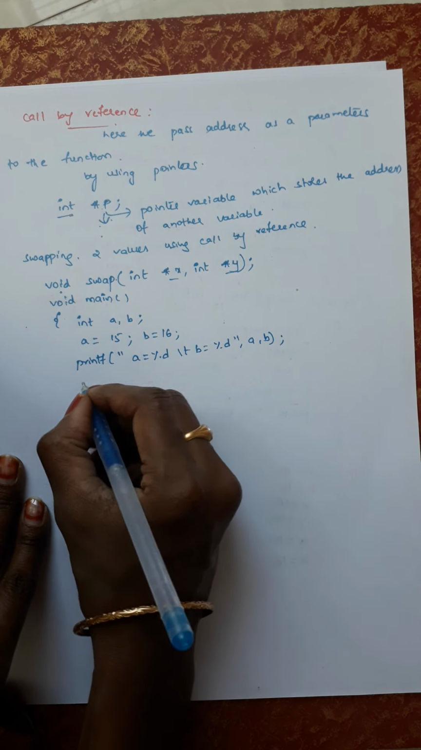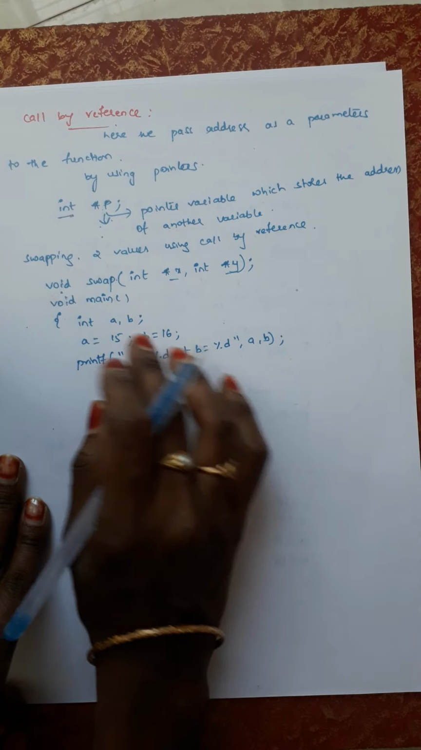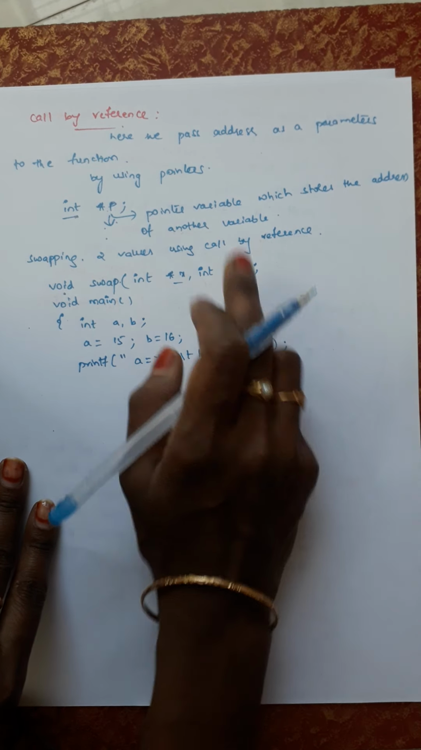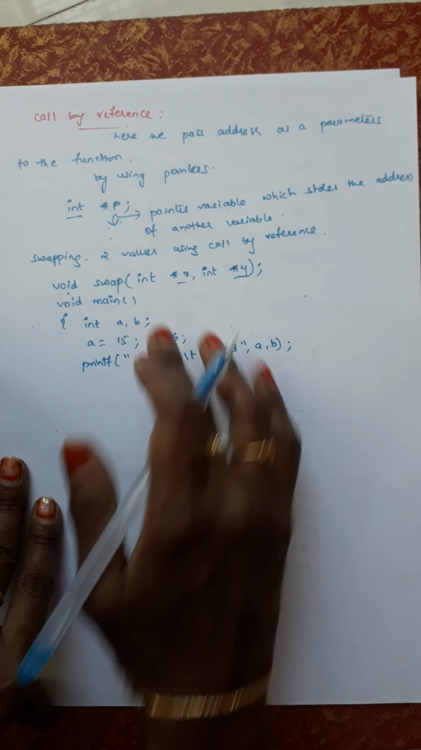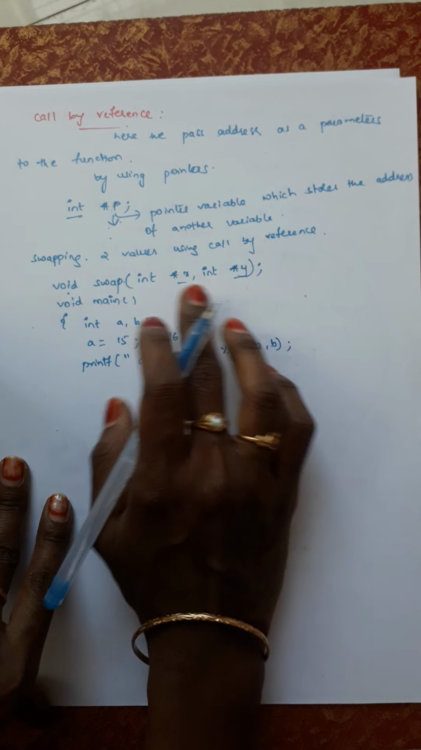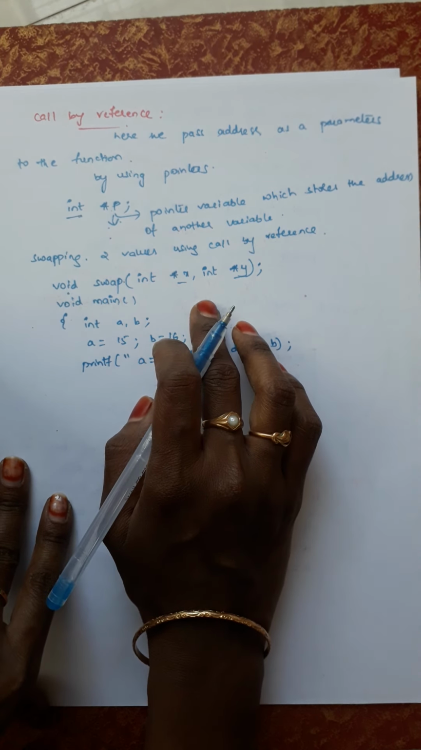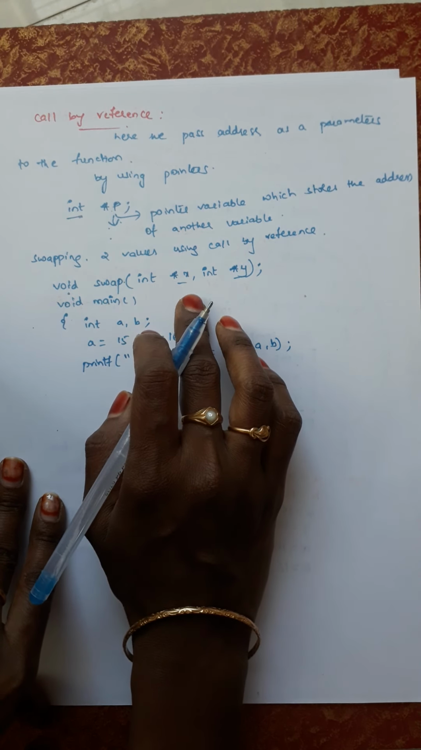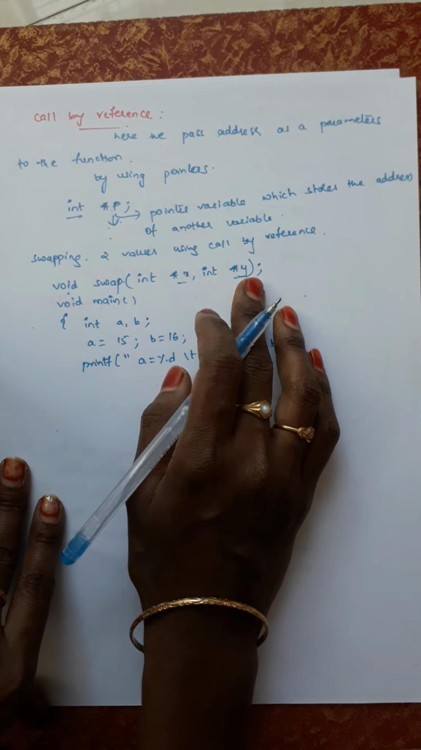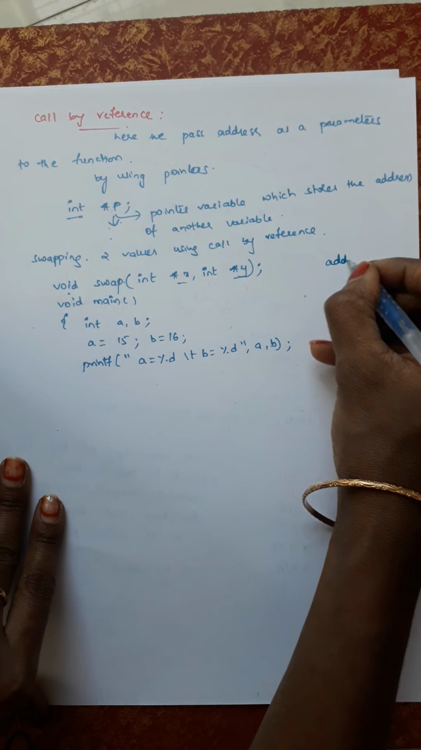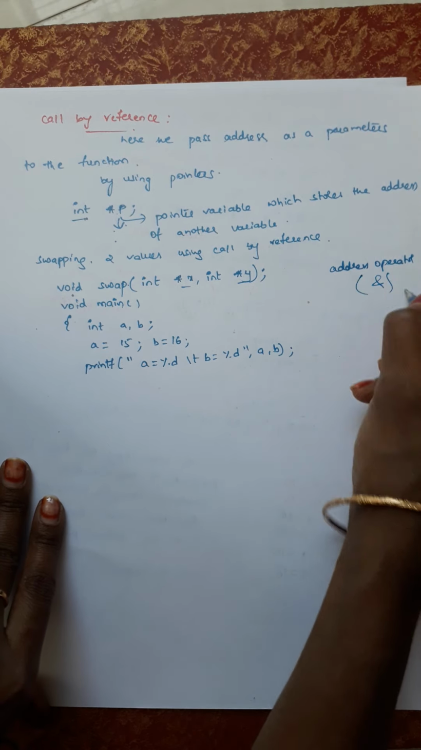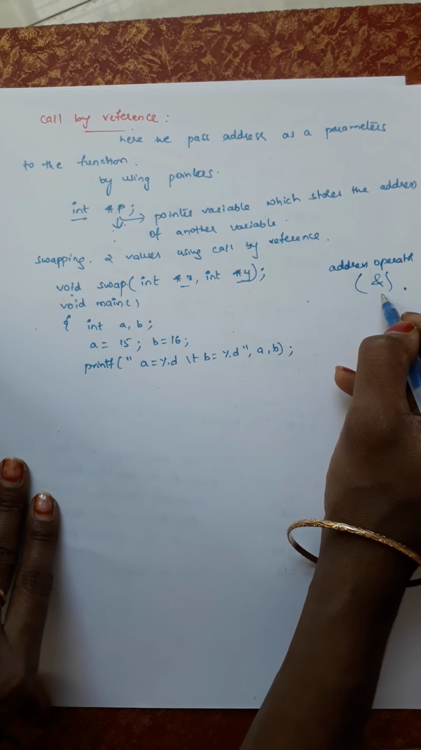Now what is the concept here? Passing the address as parameters to the function. To pass the address we must declare pointers. Why are we declaring pointers? A pointer has the capability to store the address of a variable, so that's why we pass the address. What is the address operator? The address operator is the ampersand symbol.